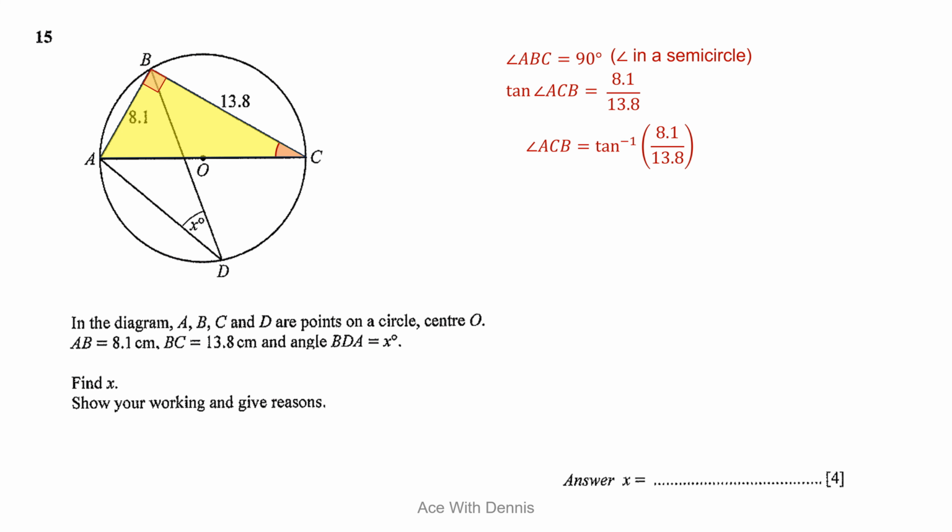Angle ACB equals inverse tangent of 8.1 over 13.8, and we will get angle ACB equals 30.4 degrees to 1 decimal place. Hence, x equals angle ACB because they are angles in the same segment, and x will be 30.4 degrees. Therefore, the answer is 30.4.